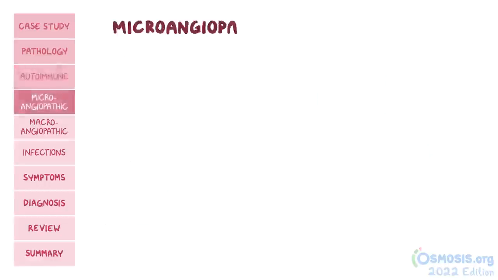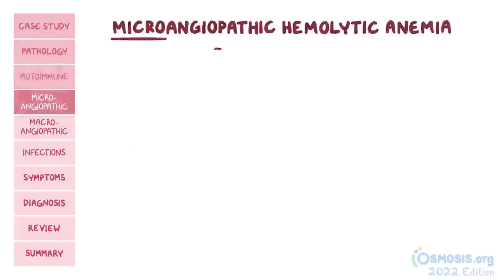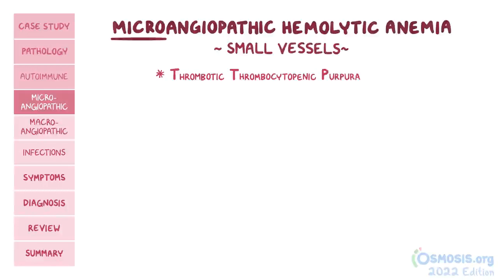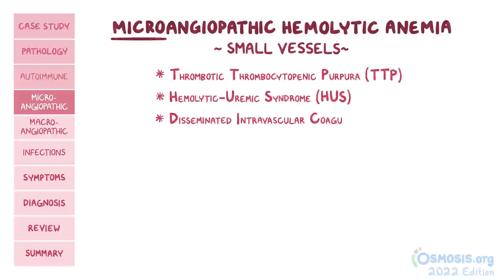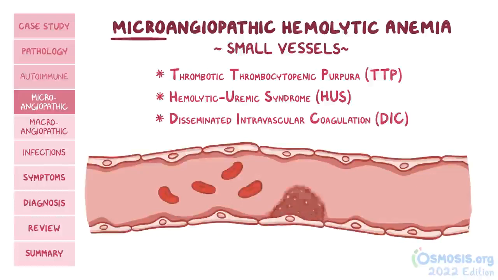Next up is microangiopathic hemolytic anemia that occurs in the small blood vessels, and includes thrombotic thrombocytopenic purpura, or TTP, hemolytic uremic syndrome, or HUS, and disseminated intravascular coagulation, or DIC. In these disorders, there's excessive clot formation, so when normal red blood cells flow through these blood vessels, they get banged up and damaged, leading to intravascular hemolysis.